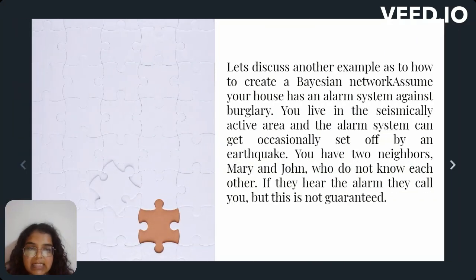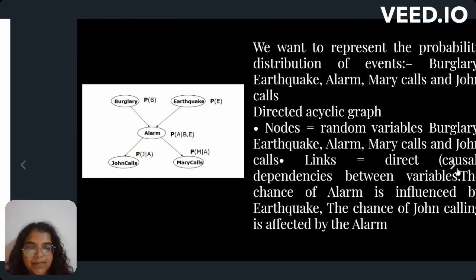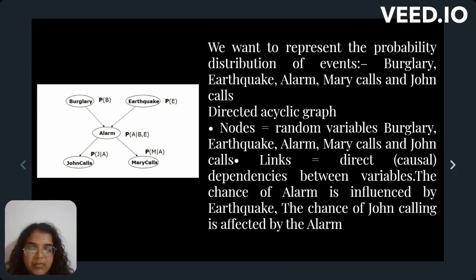Let's discuss another example as to how to create a Bayesian network. Assume your house has an alarm system against burglary. You live in a seismically active area, and the alarm system can occasionally be set off by an earthquake. You have two neighbors, Mary and John, who do not know each other. If they hear the alarm, they call you, but this is not guaranteed. We want to represent the probability distribution of events burglary, earthquake, alarm, Mary calls, and John calls.